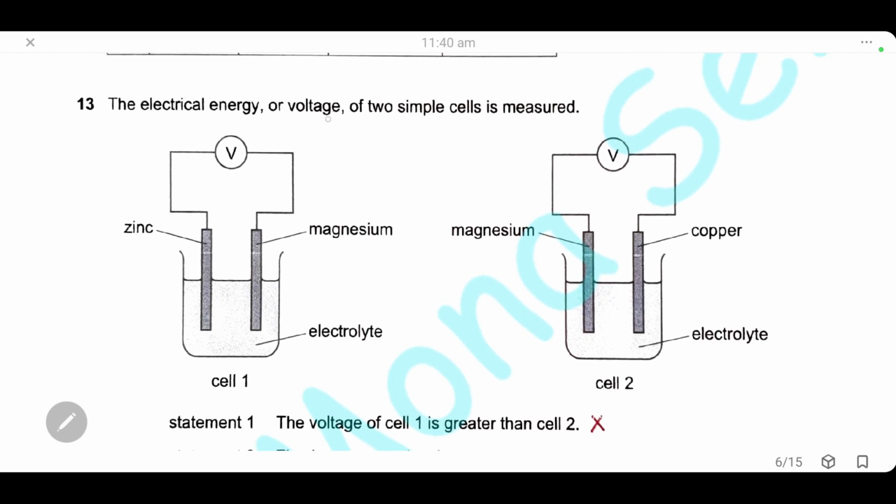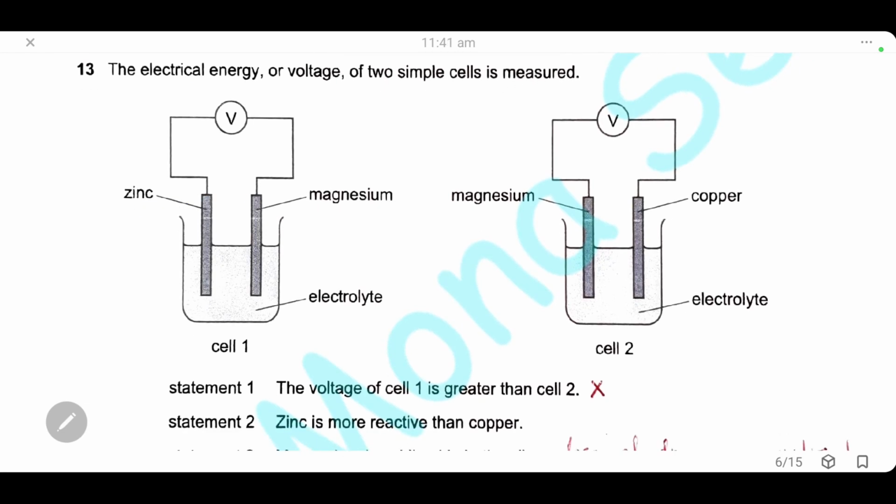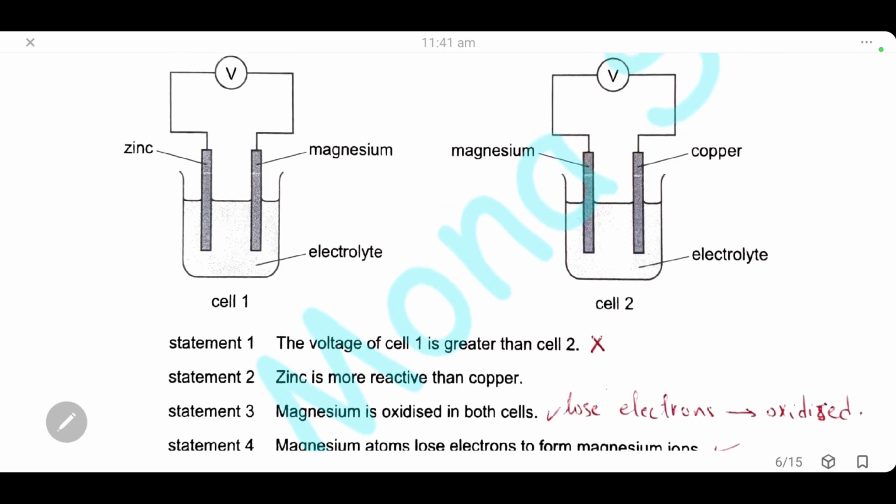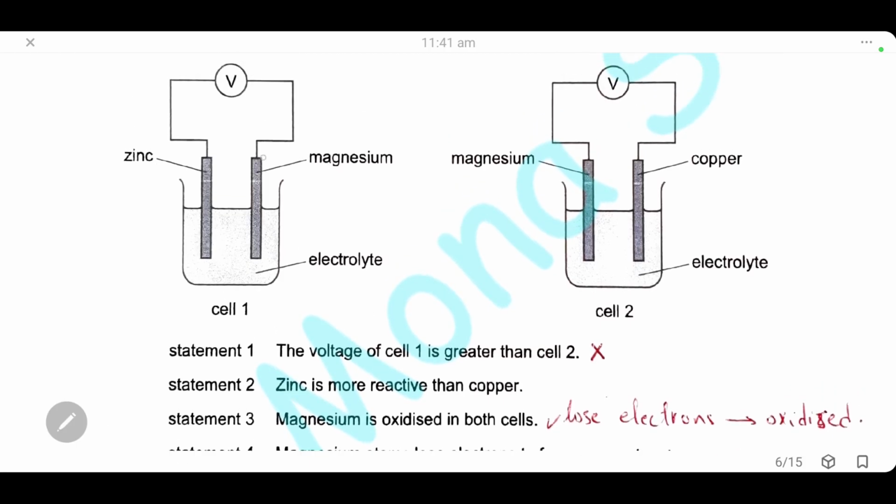13. The electrical energy or voltage of 2 cells are measured. The first one has zinc and magnesium, and the second one has magnesium and copper. We have 4 statements. The voltage of cell 1 is greater than cell 2. The difference in reactivity between zinc and magnesium is smaller than the difference between magnesium and copper. So, of course, cell 1 will have a lower voltage than cell 2. So statement 1 is wrong.